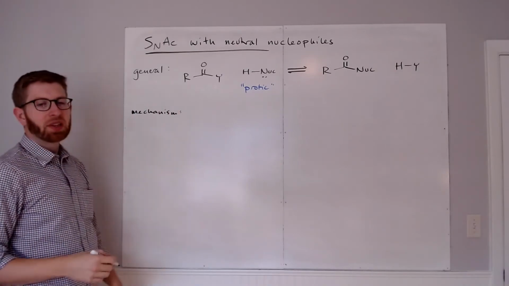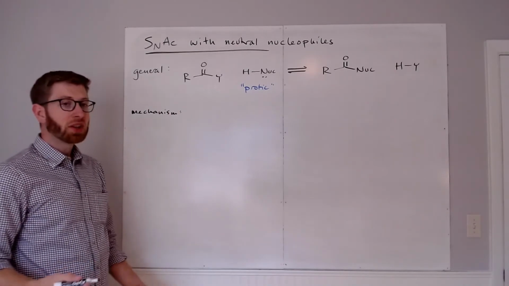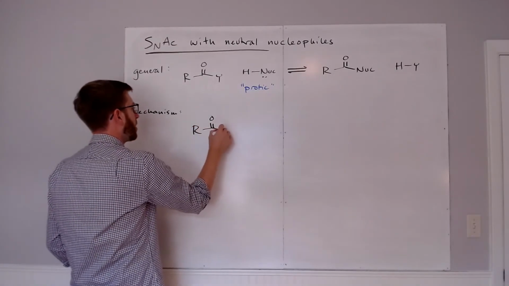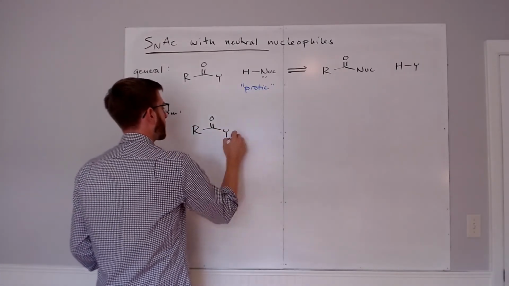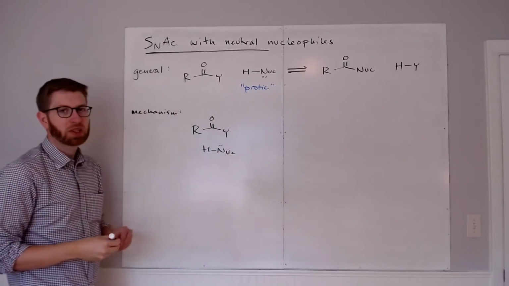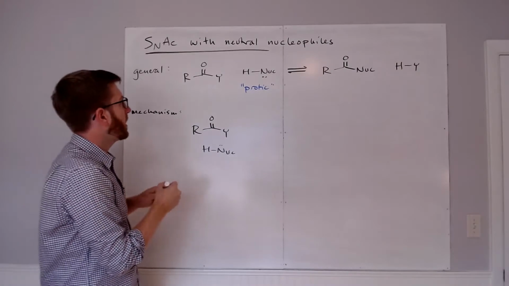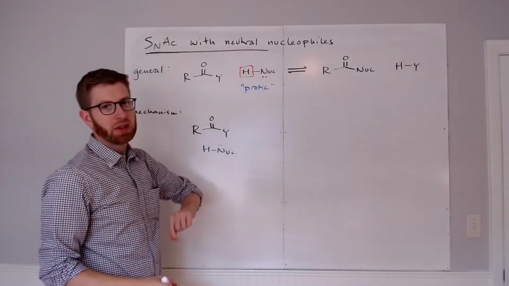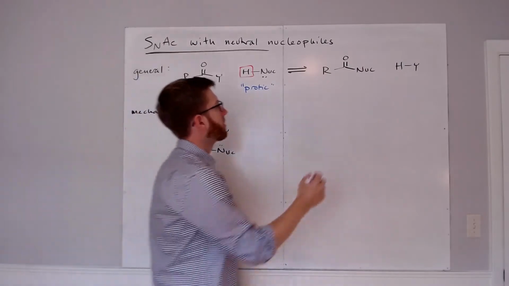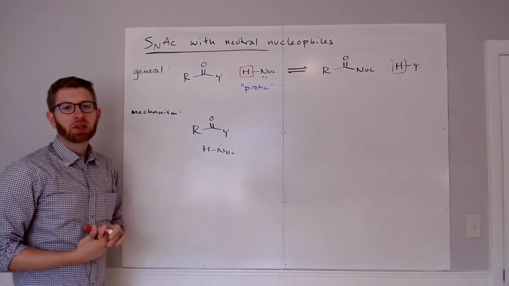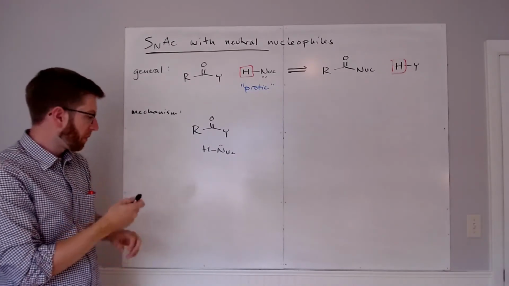In the absence of any data, we would expect to see an addition-elimination mechanism, so that's a helpful way we can get started. But we also notice that there is a couple of differences in the structures of the final products that we'll have to explain. It looks like this hydrogen is also transferred from the nucleophilic atom to the Y group. So we would need to account for this proton transfer in the mechanism also.